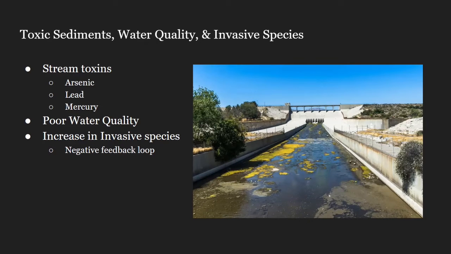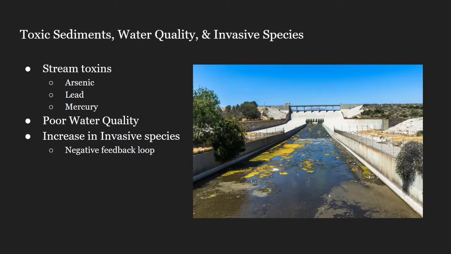Another implication of these impoundments is that the sediments trap all of the toxins that enter the stream. These toxins can include arsenic, mercury, and even lead, and can cause lots of issues for the organisms that rely on these streams to survive. Increased dead organic matter and nutrient production, along with increased toxins in the water, can cause water quality to decline and also create hubs for invasive species to take over.